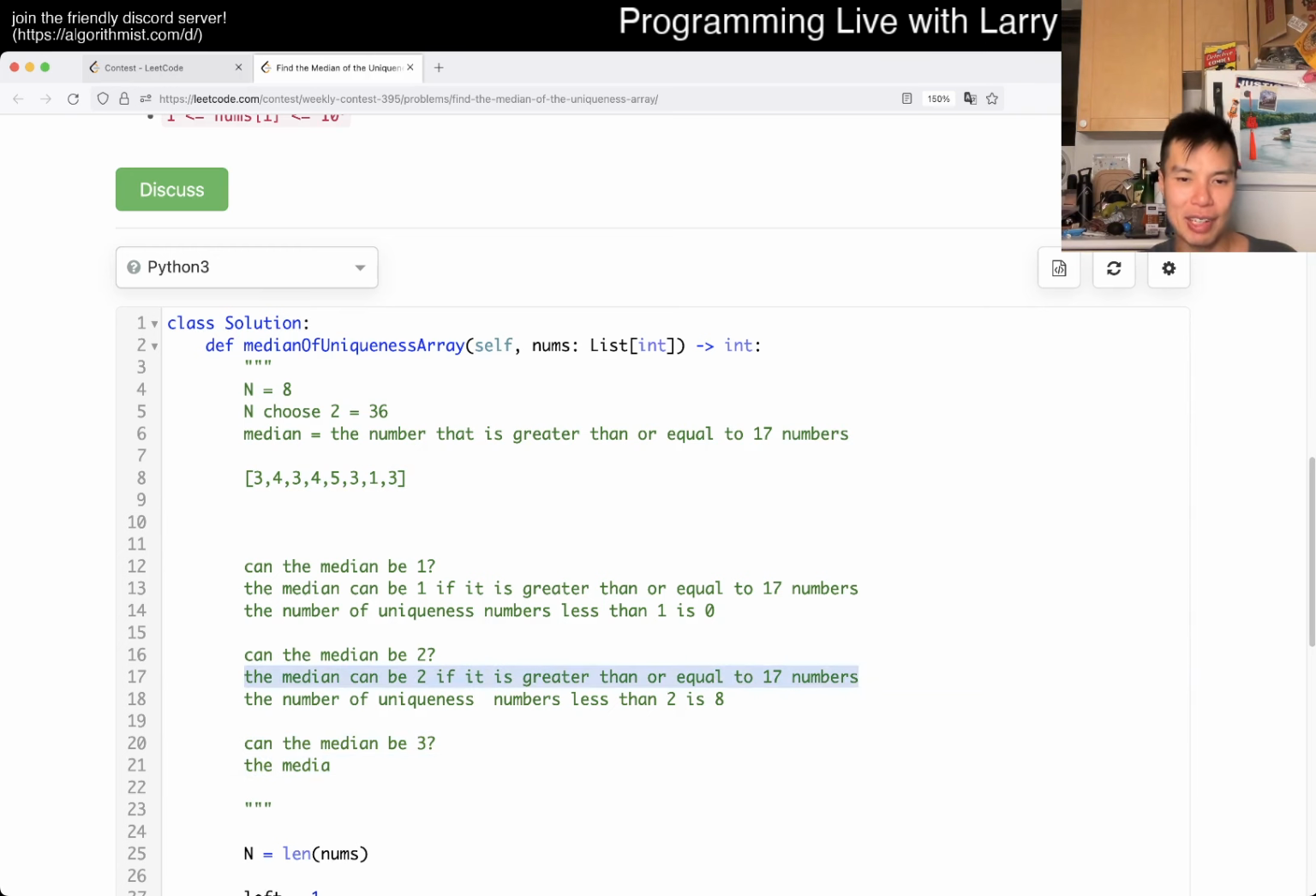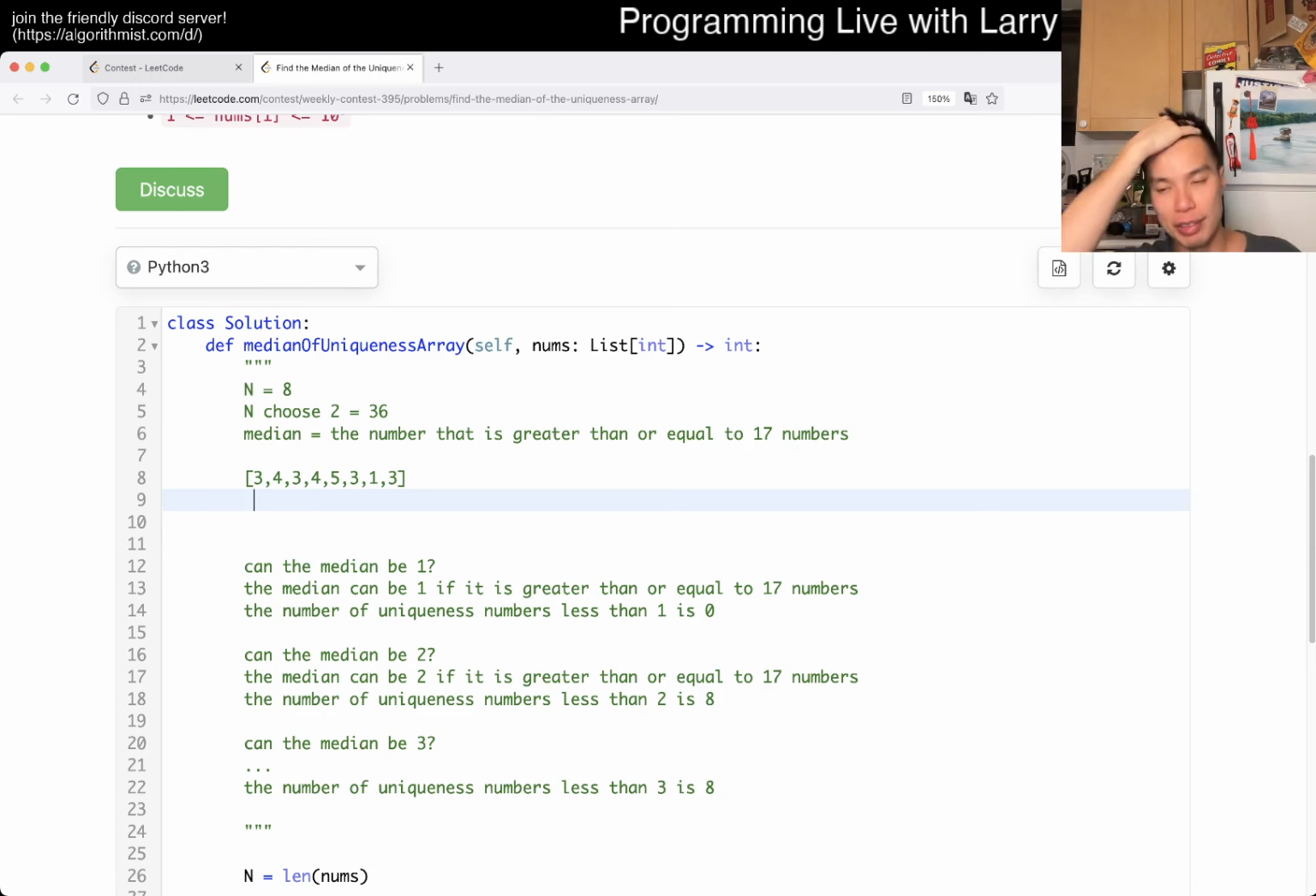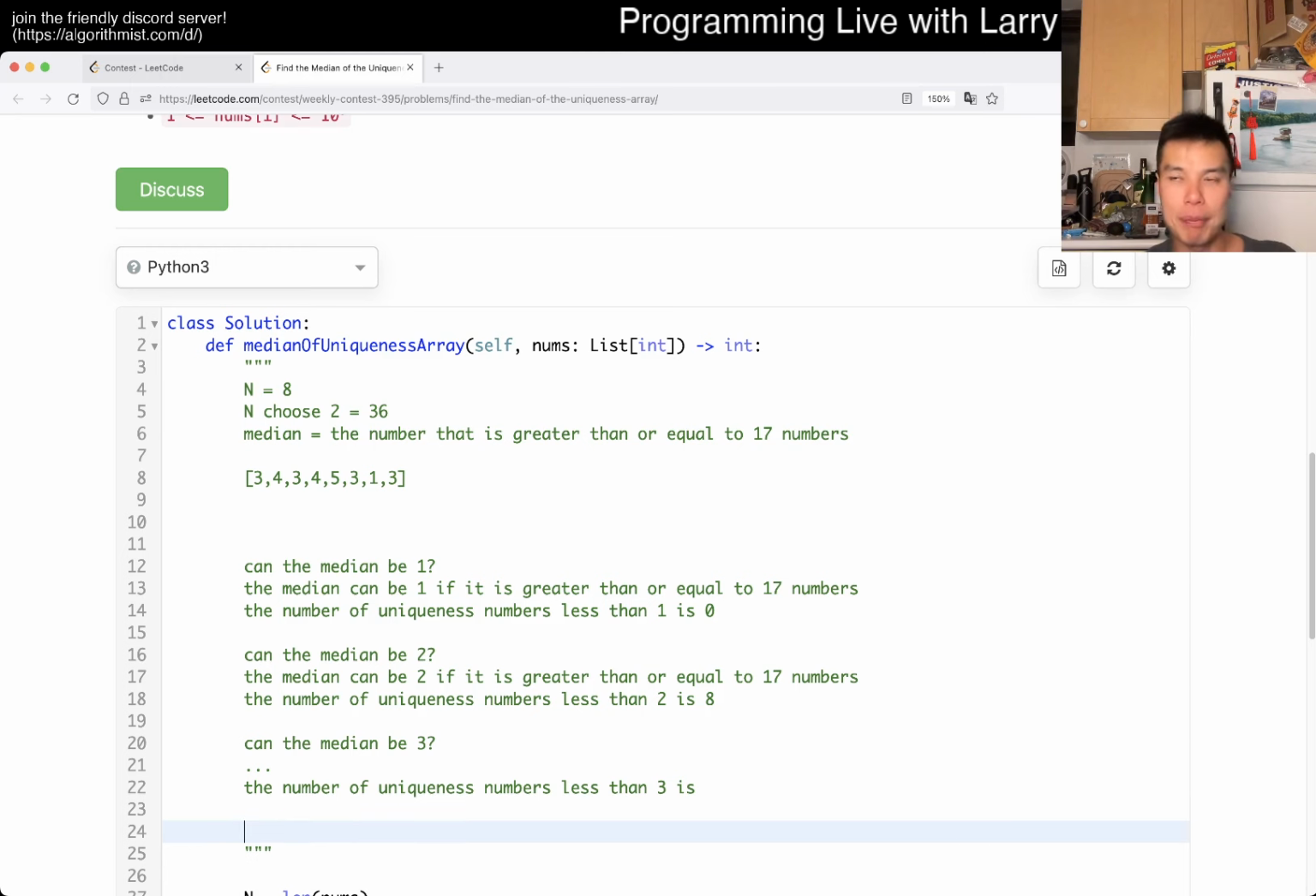Same thing here. The number of uniqueness numbers, and now that means that we're trying to get the uniqueness numbers less than 3, which is 2 or fewer. Oh, this is not 8. Sorry, I just copy and pasted. Okay, and then this part you can say is sliding window.